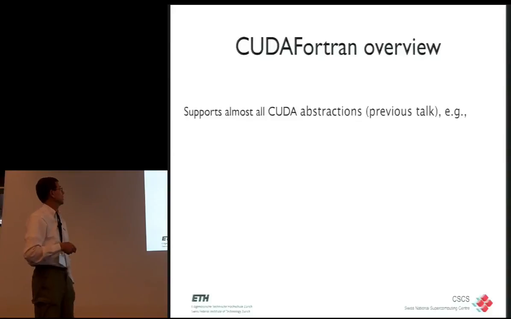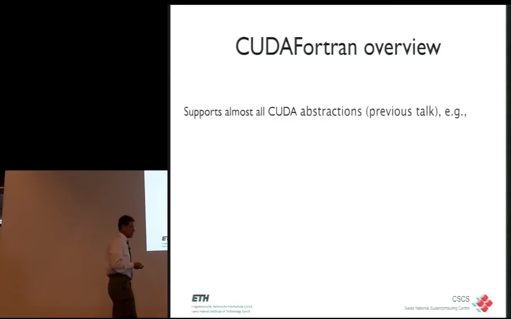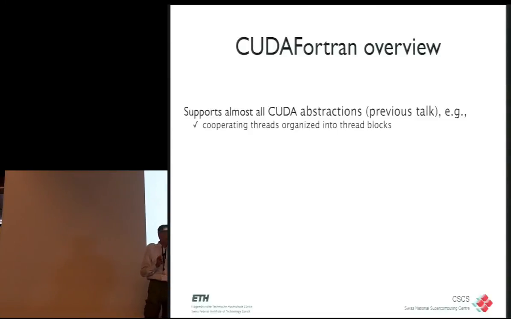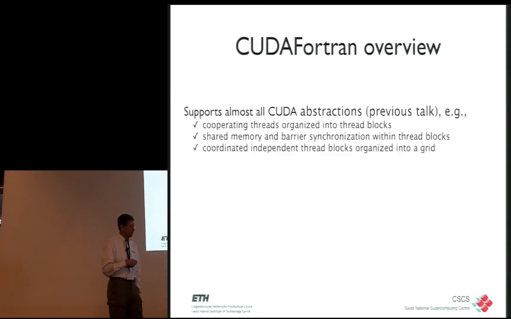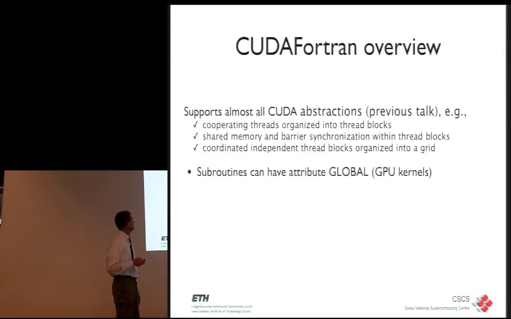Let me just give you the overview of CUDA Fortran. So it supports almost all of the CUDA abstractions you heard from Dimitri's talk. For example, coordinating threads, organized into thread blocks. Same concepts. For example, shared memory, which Dimitri didn't talk about, and I won't talk about either. Barrier synchronization. There's similarly a sync threads operation in CUDA Fortran. And then thread blocks, as Dimitri mentioned, are independent and they're organized into a grid, can be executed in any order.